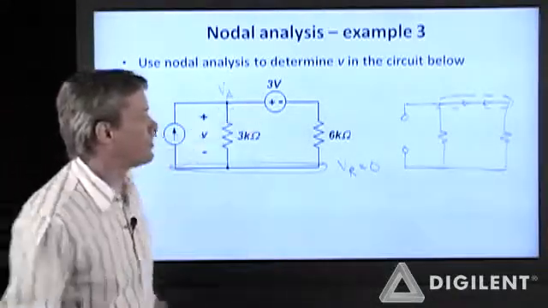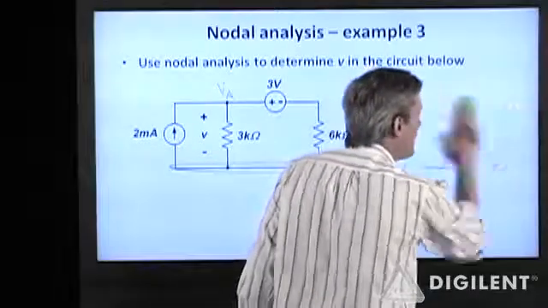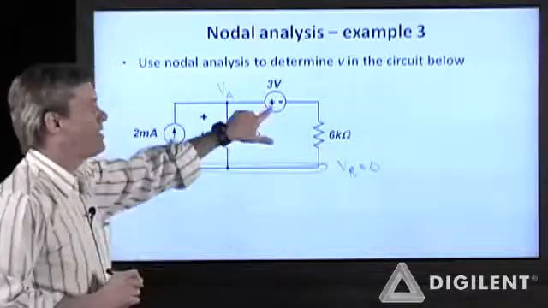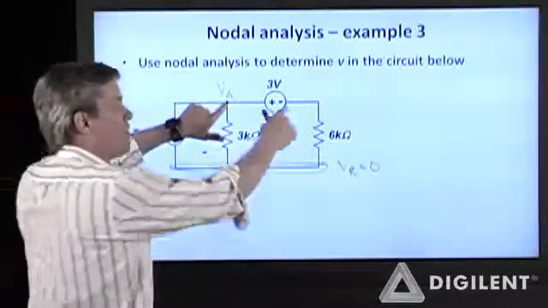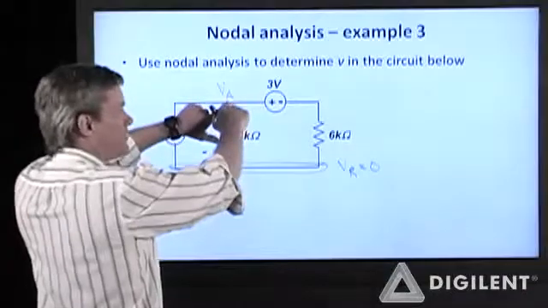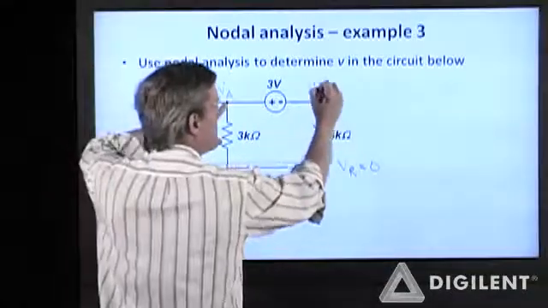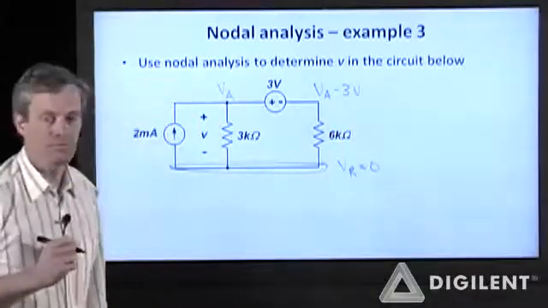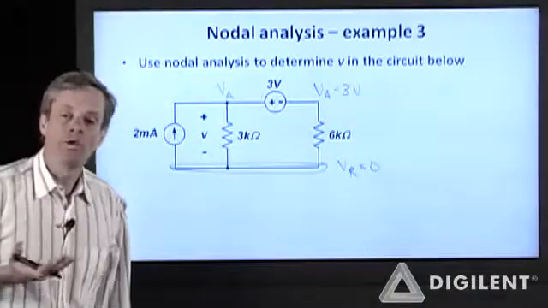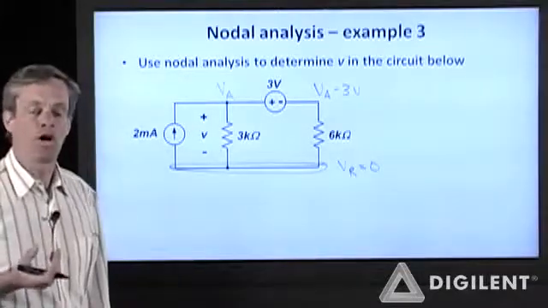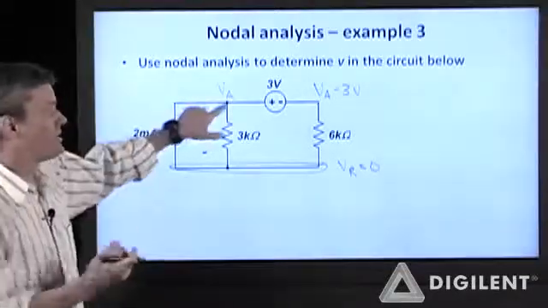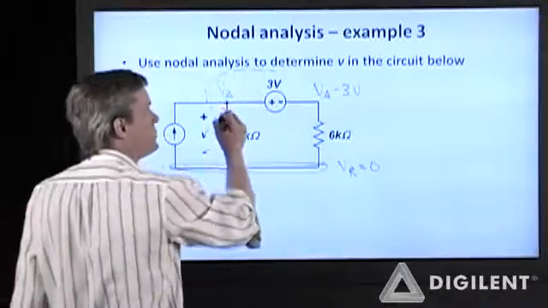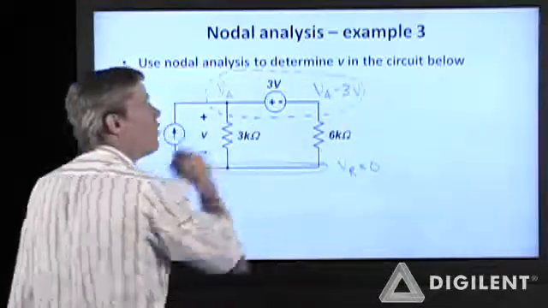Now replace your sources and label any dependent voltages. I have a 3-volt difference between this node and this node. If this voltage is V sub A, this voltage is V sub A minus 3 volts. Now I'm going to identify something called a supernode. Since these are not independent voltages, I only need to do KCL once here.